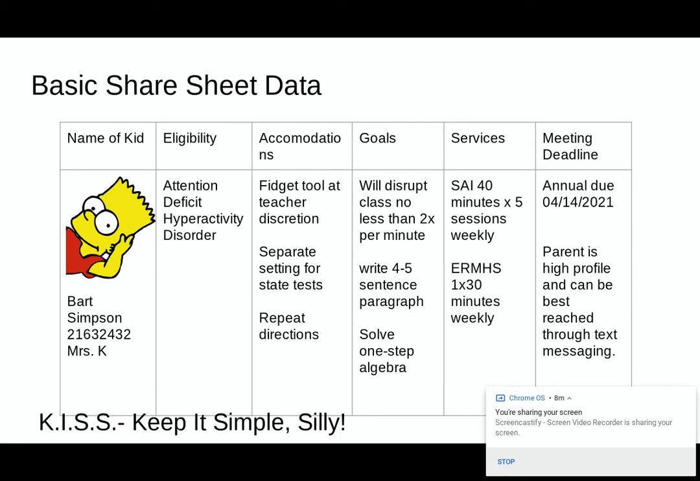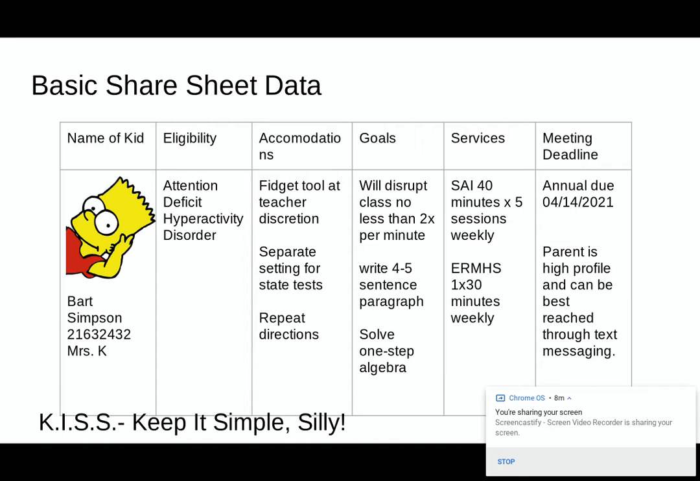So here's an example of a basic share sheet data. Of course, you've got the name of the kid, you've got the picture, it's Bart Simpson, his student ID number. You also have his eligibility. And when you think about this, keep it simple, silly. You don't need all of the wording of the IEP. We as teachers have been trained to simplify things for kids, so we should be simplifying things for gen ed teachers. If they want to know more, they're going to ask for more. They might ask for the whole IEP, but most of the time they don't have time for that. So keep it simple for them.